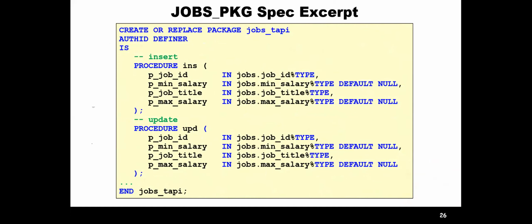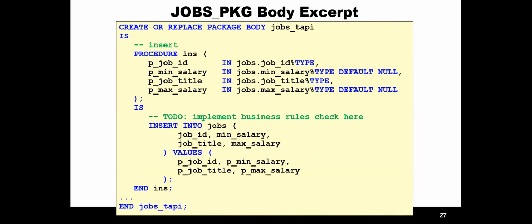This is an example table API for the jobs table, which is one of the standard sample tables. There's a parameter for each of the columns in the table, for insert and update. These are very simple examples, and you'd have update, delete and lock as well. And then the body does something like this. At the beginning of the procedure, you would validate the data before you do the insert. If the data is not valid, you issue some exception going back to the user that says you can't do that, and then you would not do the insert. Otherwise, you do the insert.